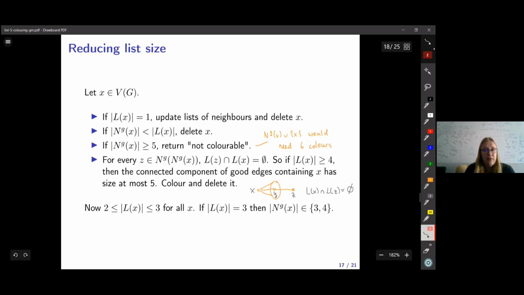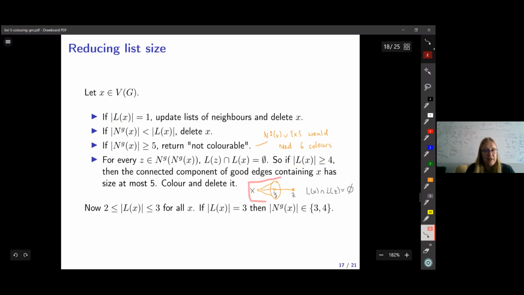Which means that if a vertex has list size 4, then since we have 5 colors in total, Z has list size at most 1. So we would have gotten rid of it in step 1. So if I have a vertex with list size at least 4, then he has no second neighbors in the graph of good edges.